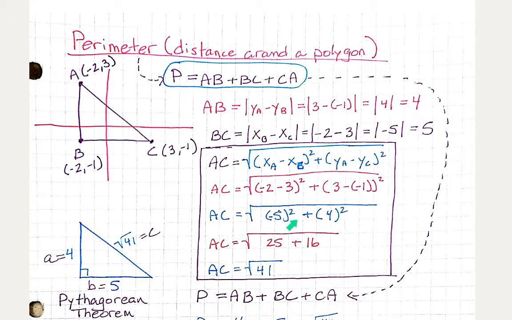I do want to point out something here. You notice you got this negative 2 minus 3 here. You've seen that already up here, negative 2 minus 3. And here you've got 3 minus negative 1, and you've seen that already up here too. In fact, here you've got your negative 5 and your 4. There they are. That is not a coincidence.